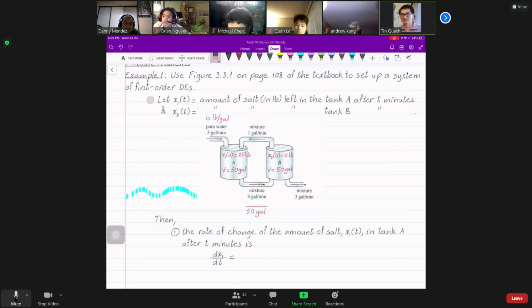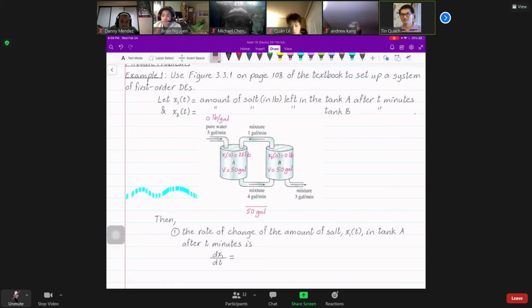It's right there. We define it right there. What is it? X1 of t. Yeah, okay. So you see how important it is for you to remember to always define your variables when you work on something like this. So we define the variable here. X sub 1 of t represents the amount of salt in this tank at time t.